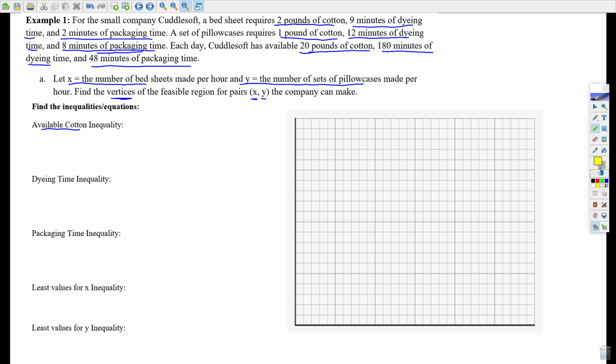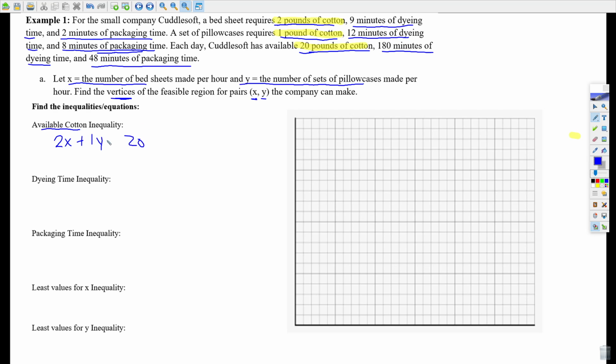I'm just going to highlight it. Okay. We have 2 pounds of cotton for the bed sheets, right? We have 1 pound of cotton for a pillowcase. And the total amount of cotton we have for each day is 20 pounds. So I'm going to make an inequality with those numbers. I'm going to say 2x, because it's 2 pounds for a bed sheet, plus 1 pound of cotton for a pillowcase, 1y. You've got to remember that x is bed sheets, y is pillowcase. And the most we have is 20 pounds of cotton.